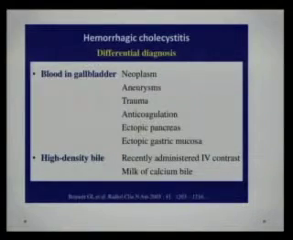Hemorrhagic cholecystitis, what is the differential diagnosis? Blood in the gallbladder can arise from a neoplasm, yes, from aneurysms, from trauma, anticoagulation, ectopic pancreatic foci within the gallbladder, and ectopic gastric mucosa which can lie within the gallbladder. High density bile can be due to recently administered IV contrast, due to vicarious excretion, and limey bile.